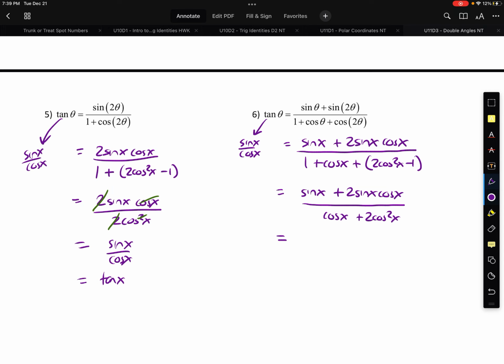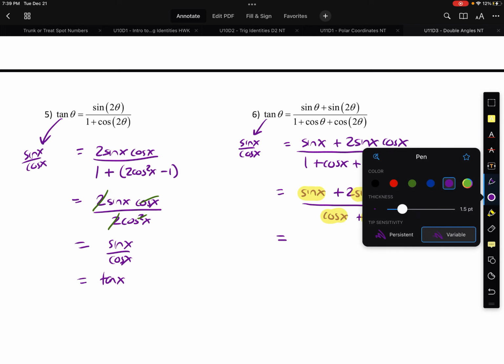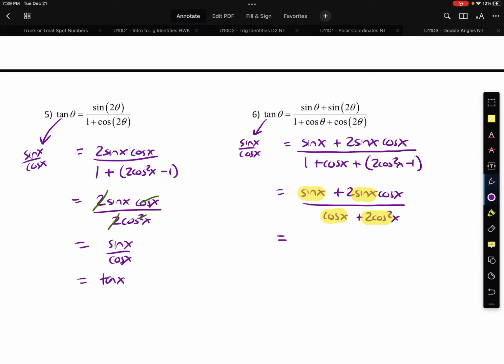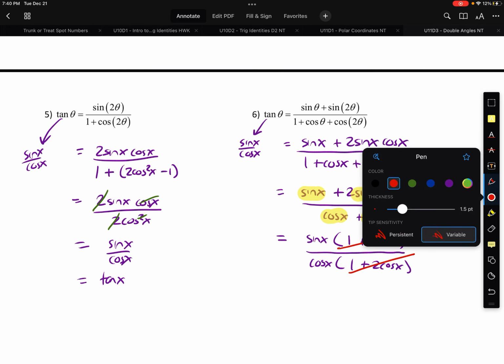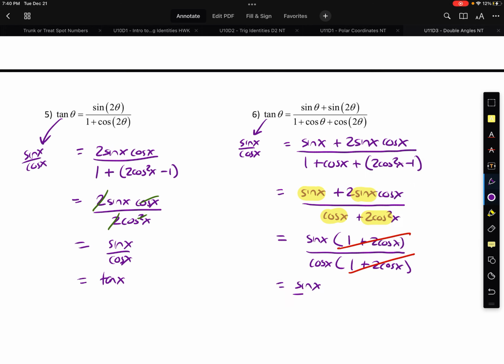Now there's not many options here. Well, know what I can do? This has a sine, this has a sine, this has a cos, this has a cos. So I can actually GCF out some stuff. So if I GCF a sine from the top, 1 plus 2 cos x. If I GCF out a cos from the bottom, 1 plus 2 cos x. That works out nice because what can I do? Cancel all of that. And I'm left with sine x over cos x, which is tan x. Done.